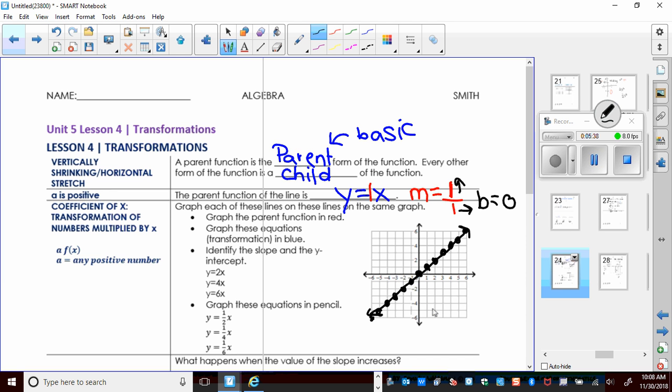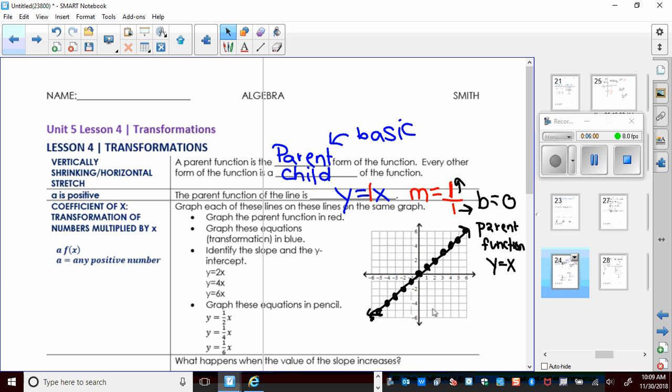And we need to label it so we know that this is the parent function of all linear equations. This is the basics of how all linear equations are formed. This is y equals x. And that's what the equation is called.